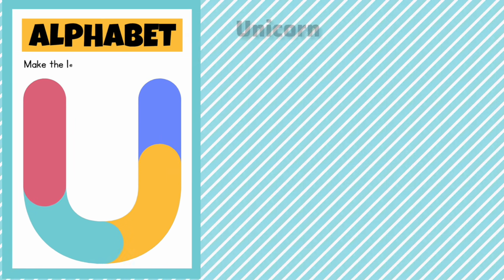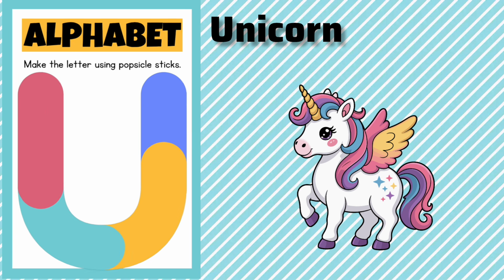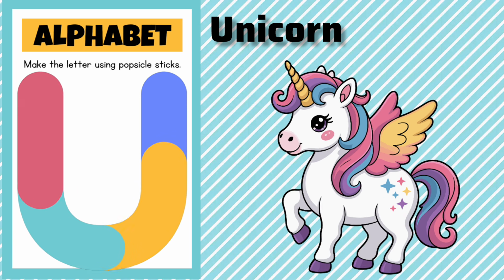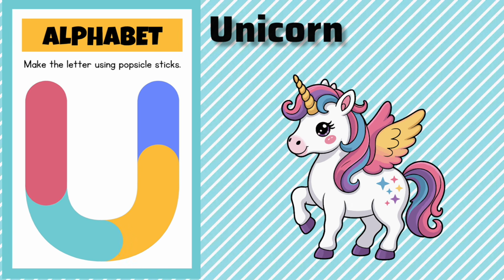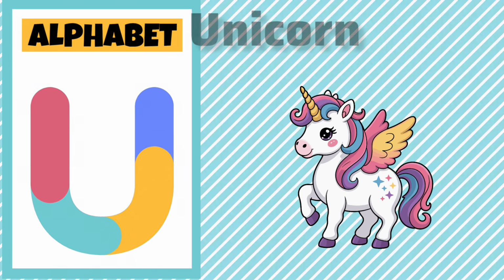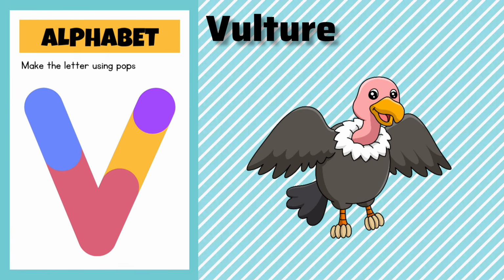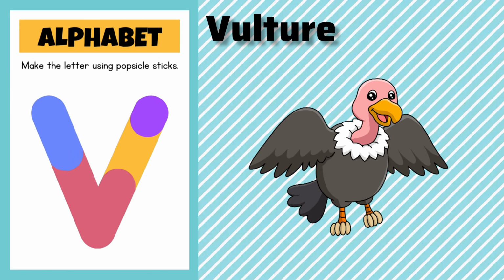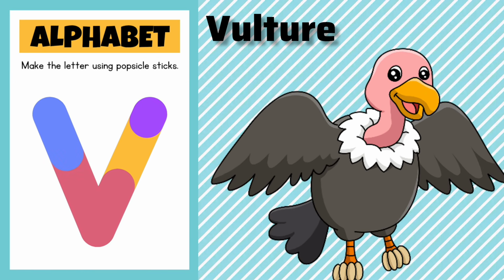This is the letter U. U is for unicorn. Unicorn. Kids, this is the letter V. V is for vulture. Vulture.